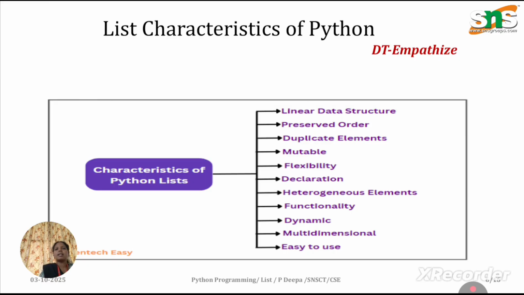Next, the characteristics of a Python list. Lists are mutable and very flexible. They are dynamic, so wherever needed we can change the order of the list. They support multi-dimensional access, are very easy to use, and preserve order. They are linear data structures, and duplicate elements can be preserved, etc. These are all the characteristics of the Python list.